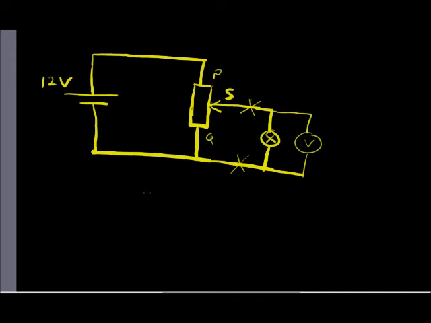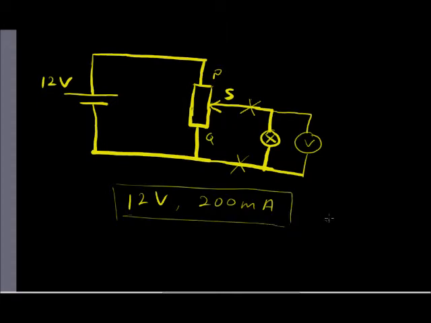Alright, and then the lamp is marked with 12 volt and 200 milliamp. So this is the normal operating point for the lamp. And then it also says that when the supplied voltage ranges from 0 to 1 volt, the resistance of the lamp has a constant value of 11 ohm.